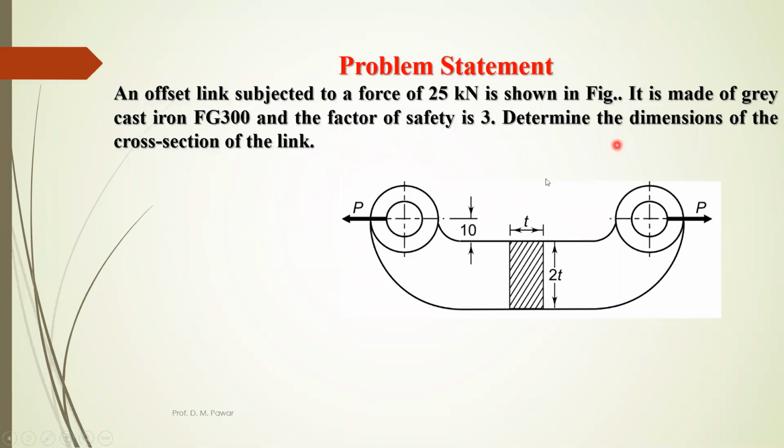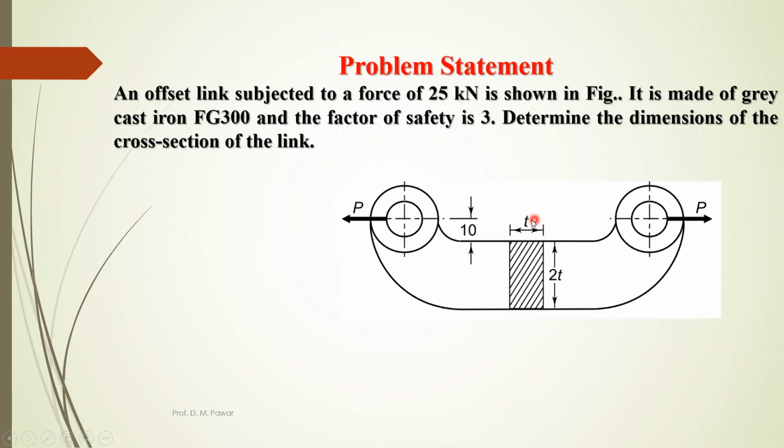So we have to determine the dimensions of the cross section of that link. Here also we can see the dimension of the cross section. It is shown by hatched line. The cross section thickness is t, and this width is 2 times t of that C link, offset link. So we have to find out these dimensions.